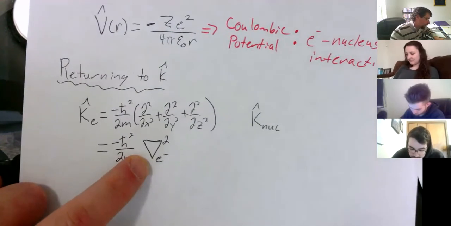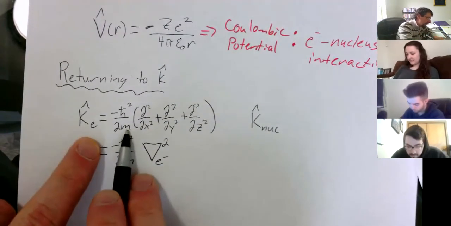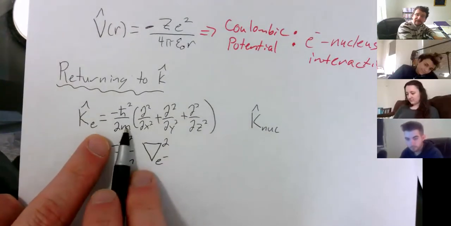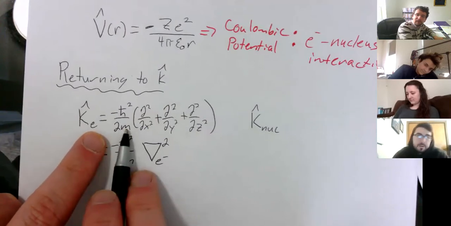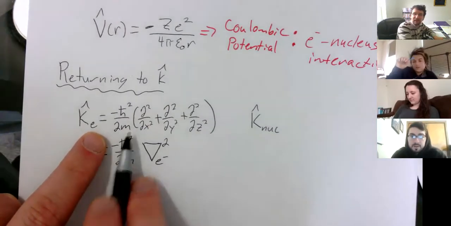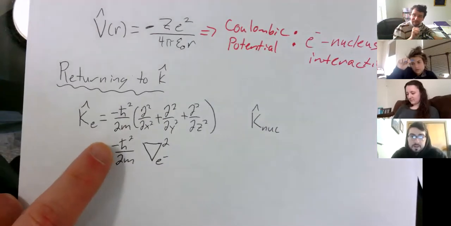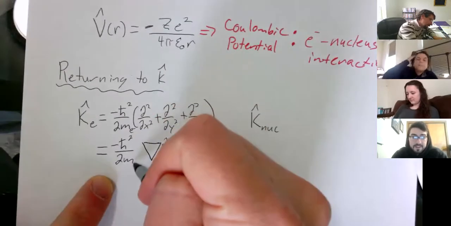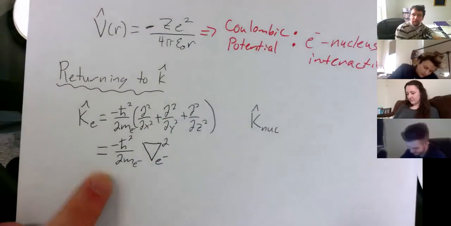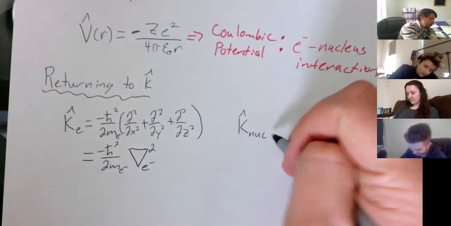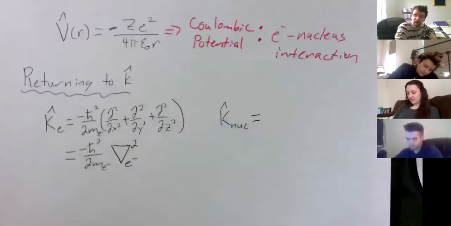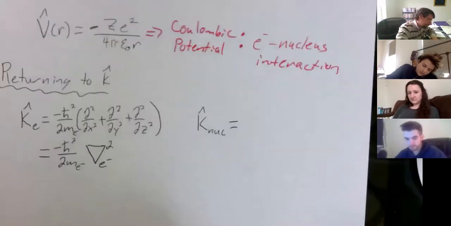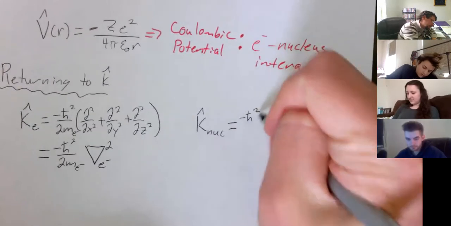We're missing one more thing here. What should we change that mass to? Not mu, because that's for a two-body system. It's m_e, the mass of the electron. Now, the nucleus part, what's that going to look like? The same thing, but with the mass of the nucleus.